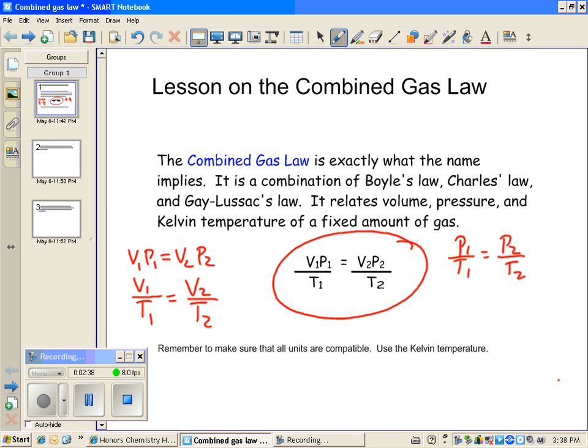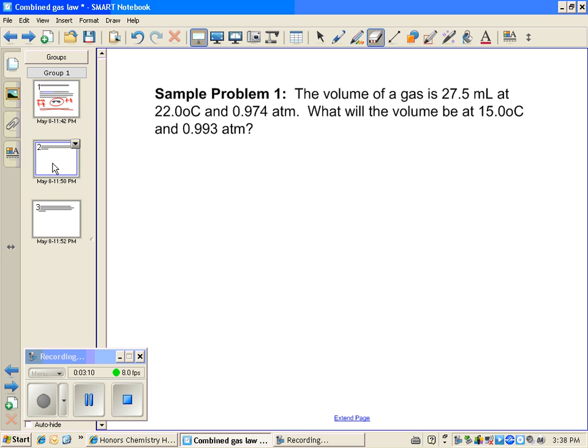Now, it is important that you make your units compatible. In other words, if V1 is in milliliters, then V2 needs to be in milliliters. If this pressure is in atmospheres, then this pressure needs to be in atmospheres. Temperature is always going to be in Kelvin, all right? So make sure that you are familiar with that. All right, so the combined gas law kind of takes all the other laws into account. Let me give you an example of how to use this.